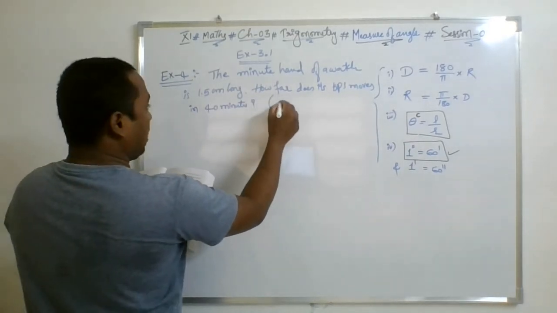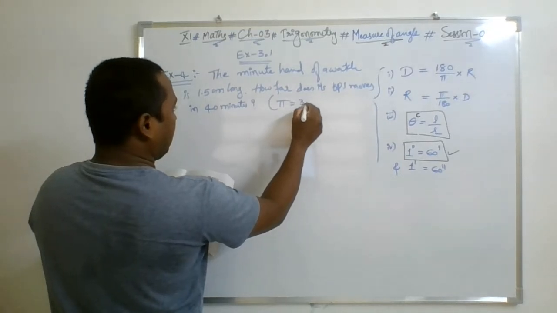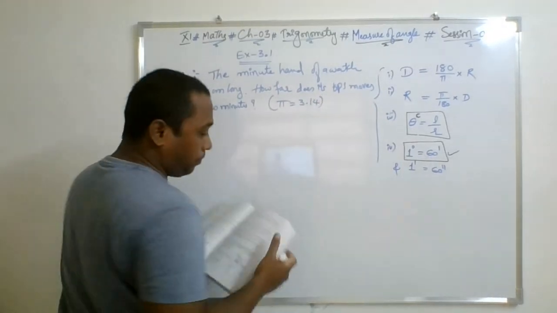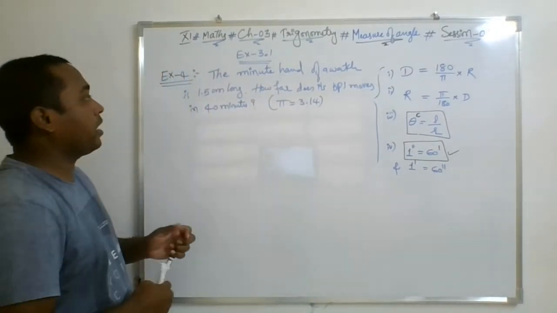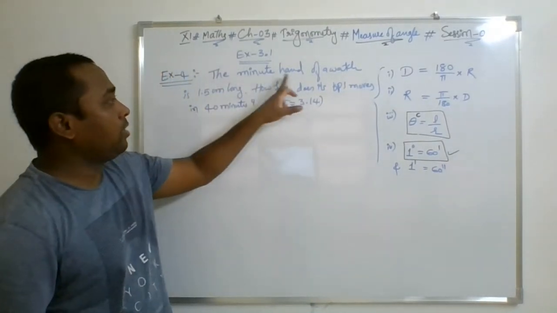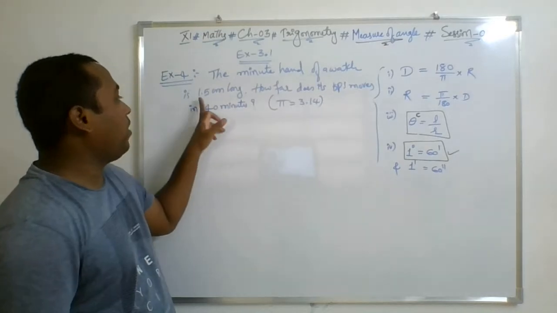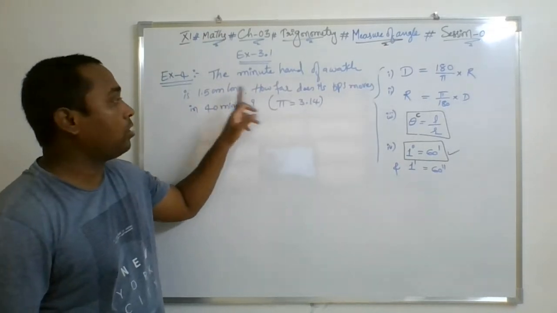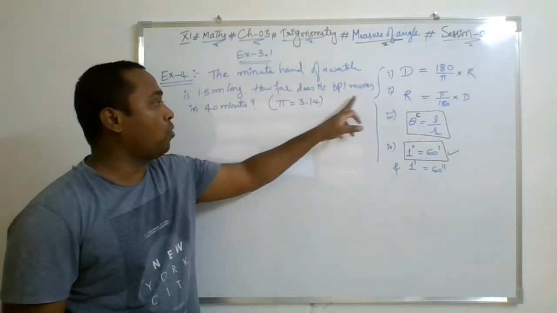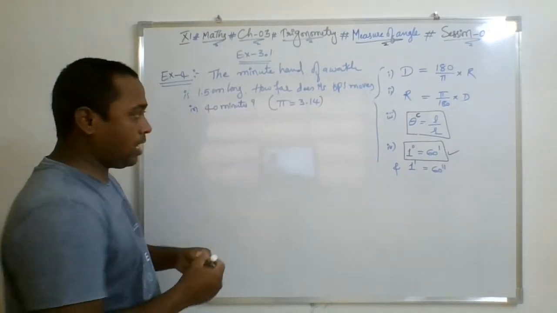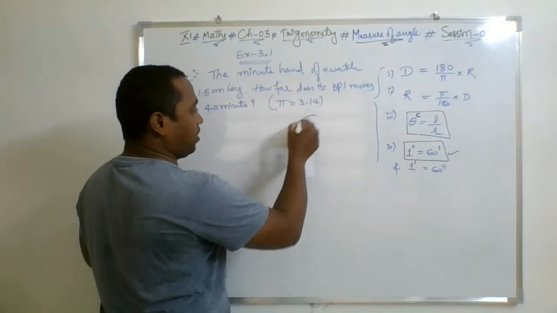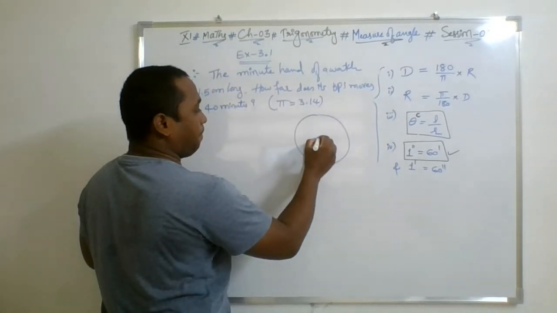Question mark, and use pi as 3.14. Just have a look again at the question. The minute hand of a watch is 1.5 centimeter long. How far does its tip move in 40 minutes? What does it mean? What are they asking? Just imagine this figure. You will definitely get an idea.